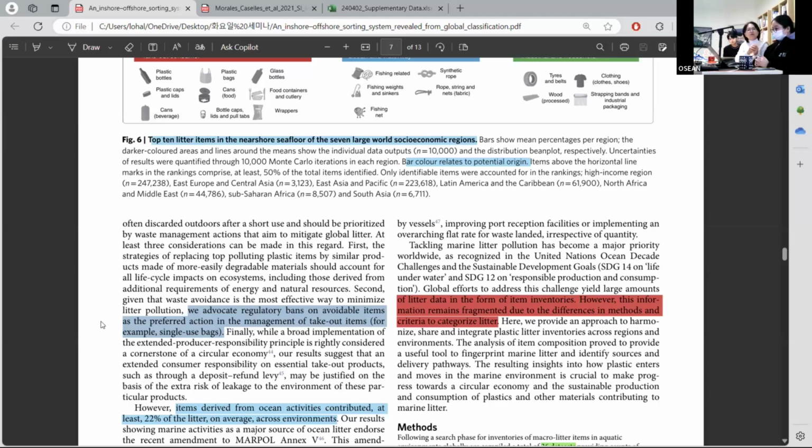And one more point for the data: they discarded the small items because in some areas they didn't collect small items, and in some studies they collected them very diligently, but others didn't do that. So they discarded small items. I think that is a very good point.